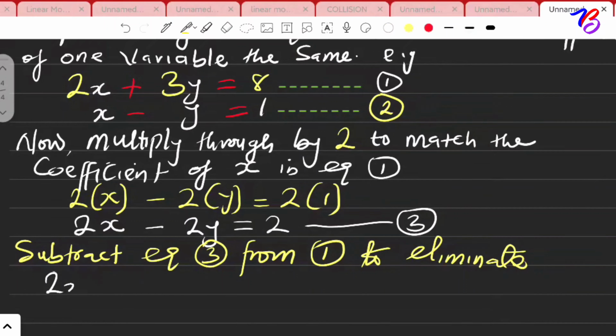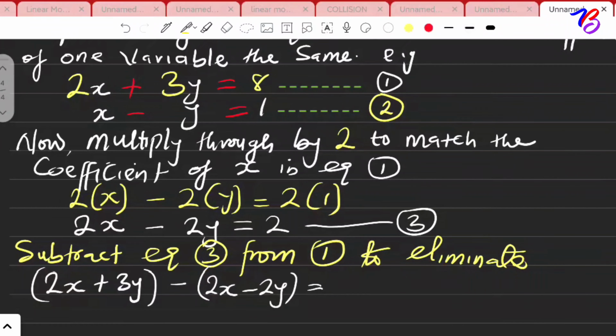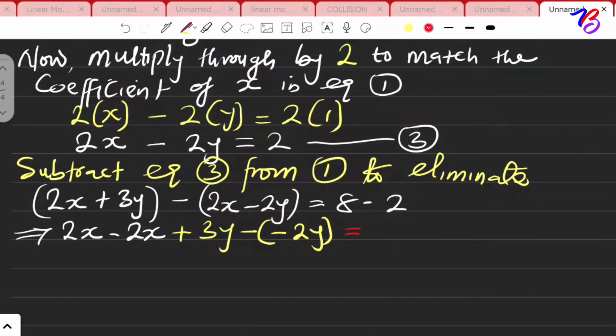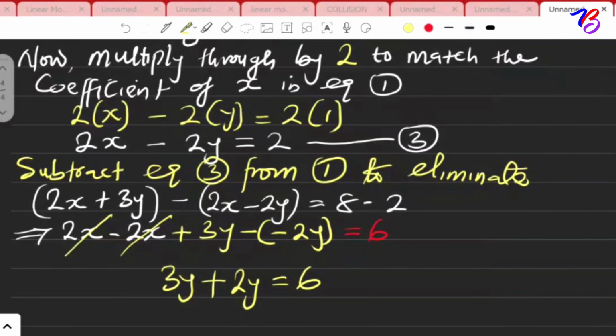So we now have what? 2x plus 3y minus 2x minus 2y is equal to 8 minus 2. Okay? So let's rearrange. We're going to have what? 2x minus 2x. That means 2x will cancel 2x now. Then plus 3y minus negative 2y is equal to 6. Do you understand this? So 2x minus 2x goes. So 3y plus 2y is equal to 6 because negative negative is positive.